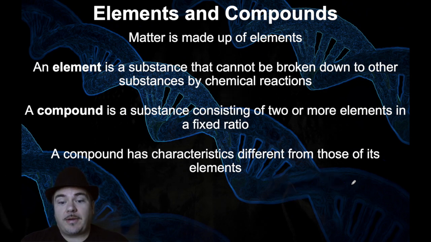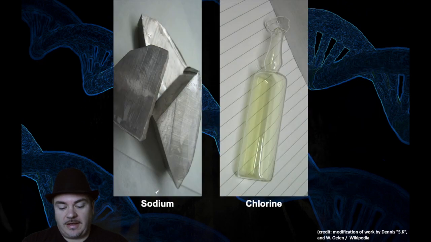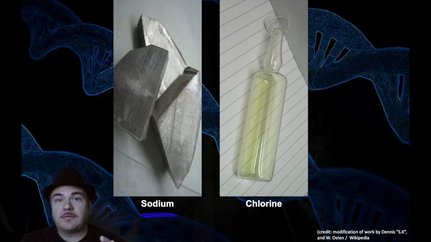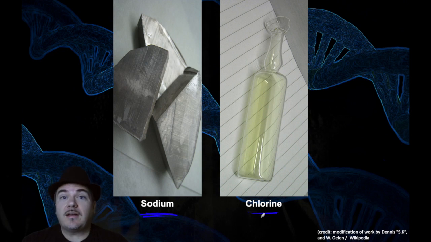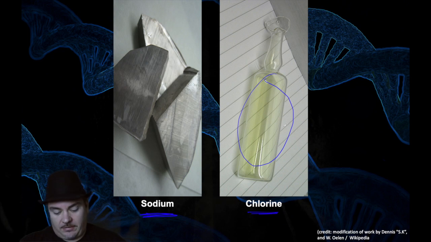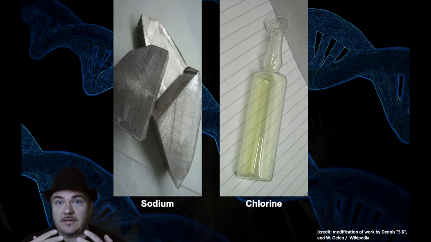Now, another thing to note about compounds is that they can have characteristics different from the elements that make them up. Let me give an example of that. Here is an element, sodium. If you have pure sodium, it's a solid. And this solid reacts very strongly with other elements. In other words, it can react explosively with other elements. And here's another element, chlorine. Chlorine is not a solid, chlorine is a gas. It's the gas inside this container. Now, chlorine gas is poisonous. If you breathe it in, it can kill you.